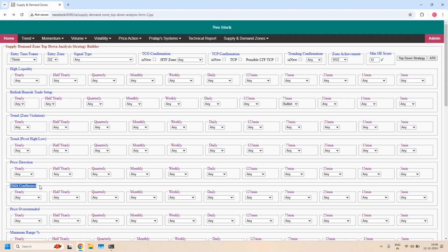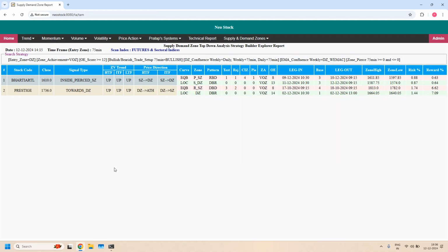In the EMA confluence at a weekly time frame, the weekly demand zone having weekly EMA confluence filter is enabled. With this filter, we got two stocks. These two are even more high probability trade setup supported stocks.